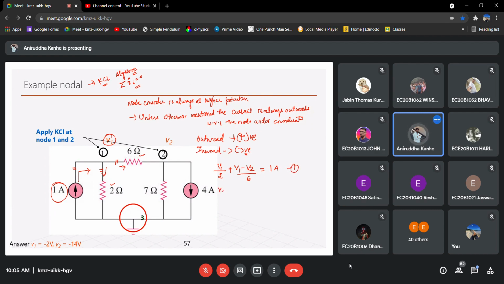And if you write it for the V2 node, now V2 is at the higher potential. Again, just go back to the 2 things which we need to always understand while writing the nodal analysis. V2 is at the higher potential, which means the current with respect to V2 is going outwards like this. So V2 by 7 plus (V2 minus V1) by 6 plus 4 amperes. So that's your equation number 2. Now, if you solve these two linear equations, one can easily calculate V1 and V2.